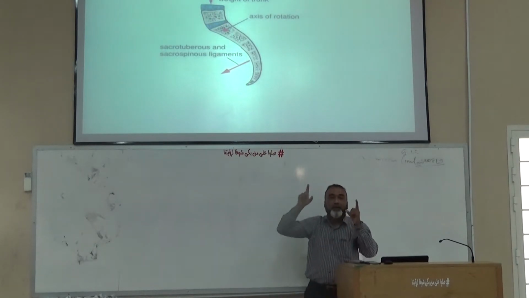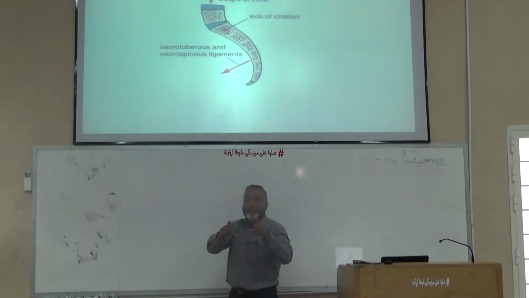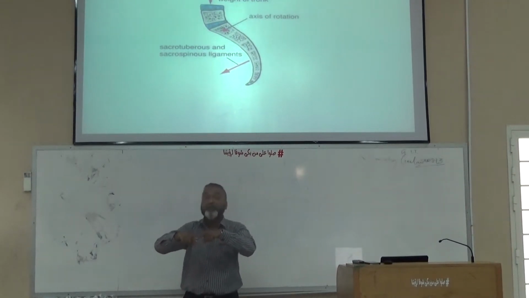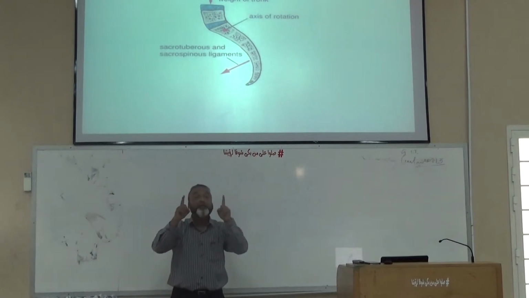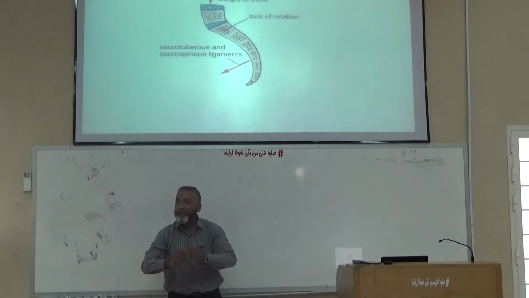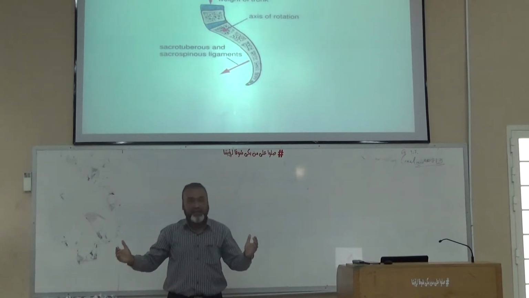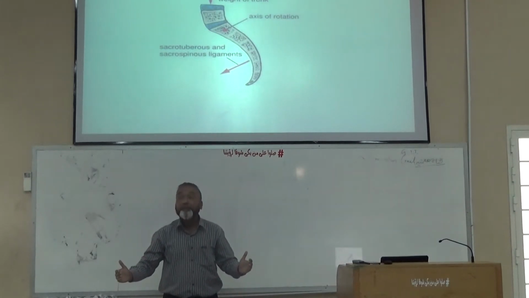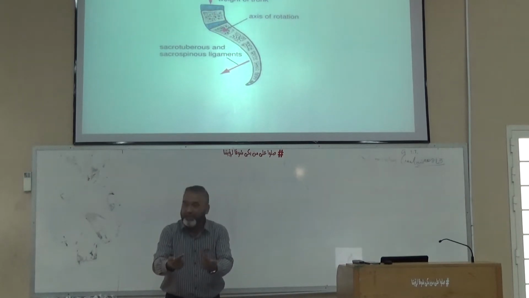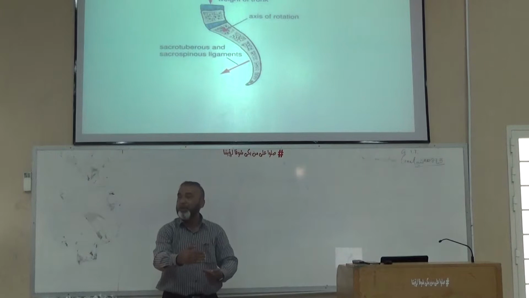But as you know, the boundaries of the pelvic outlet. What are the boundaries of the pelvic outlet? The tip of the coccyx behind, the ischial tuberosity and the inferior margin of the sacrotuberous ligament, and anteriorly we have the pubic arch.